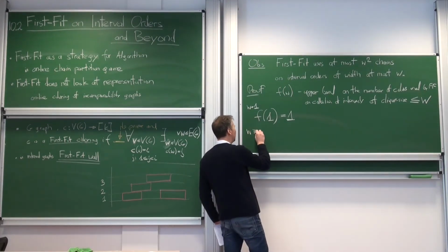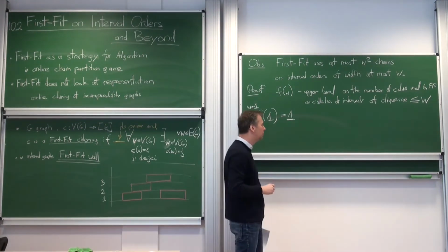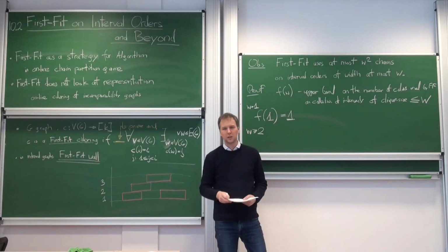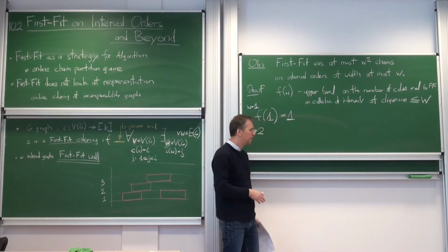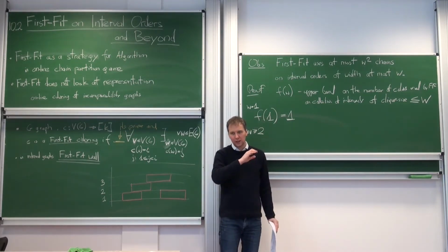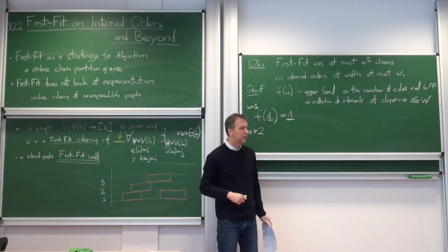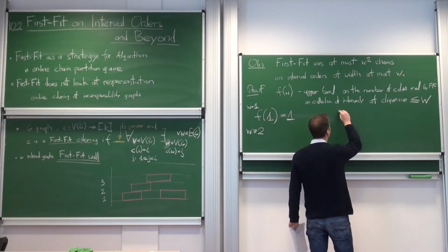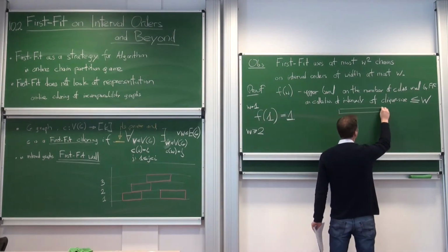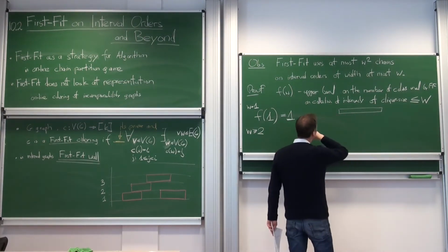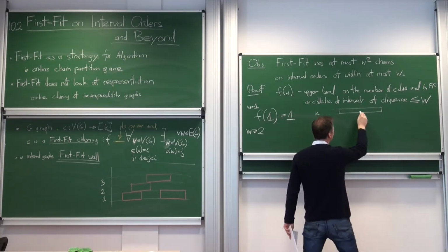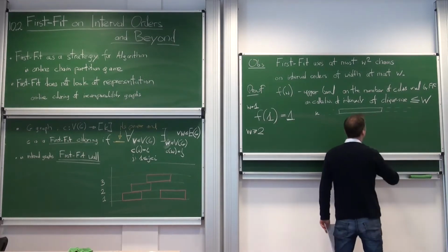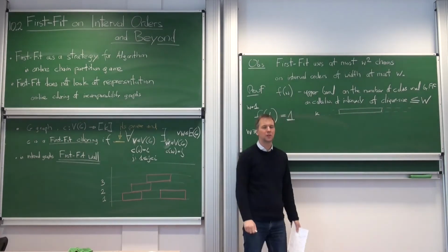Then for W greater than or equal to 2, let's try to see it in the context of the first fit wall. Let's look at the largest number used by first fit, the highest level, and let's look at the brick on that level. So here is this interval, which is a brick now, and it's on some level K, and first fit was forced to use this color.